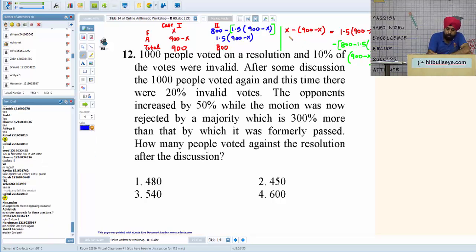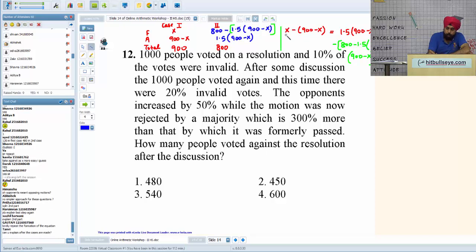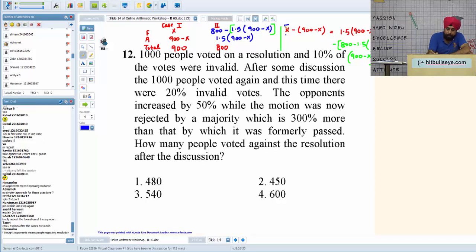Now this is the majority by which it won in the first case, and this is the one in which it lost. Now it says in the second case it was 300% more. 300% more means it was 4 times. So 4 times of that value will be equal to this value. Yeah, Himanshu, it is the same thing.